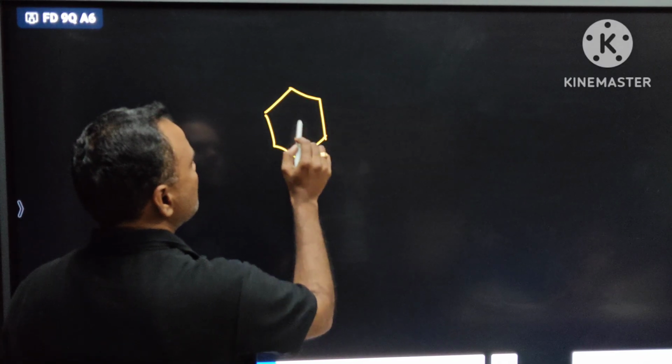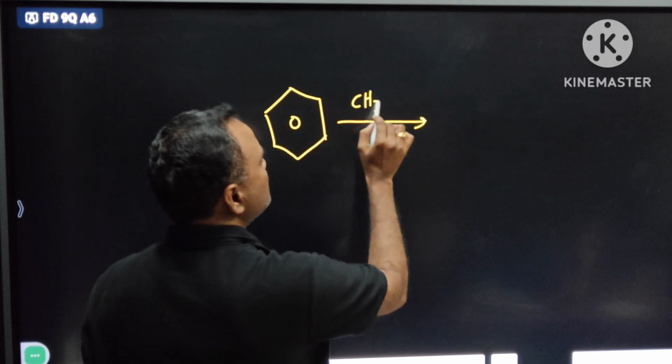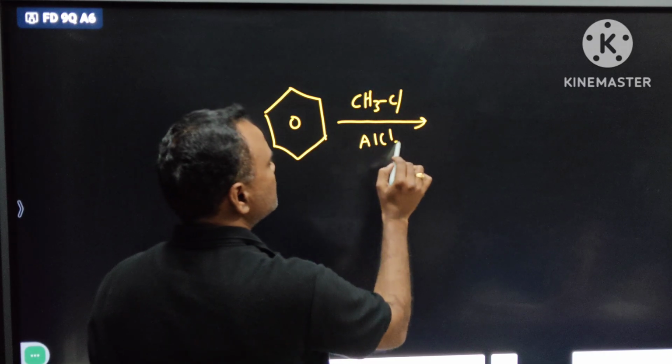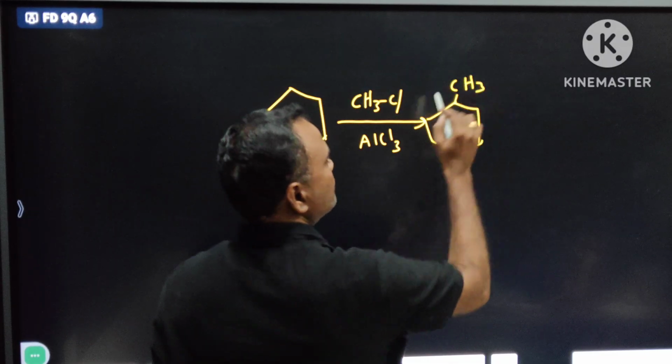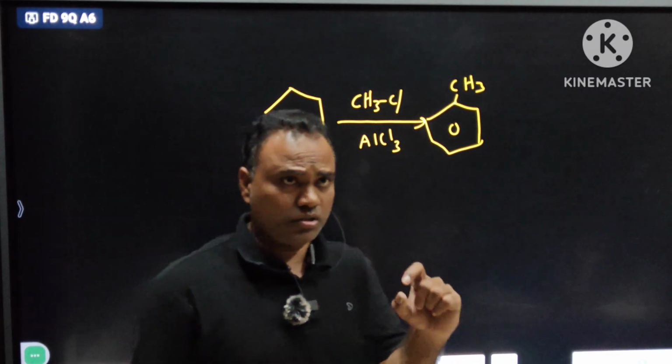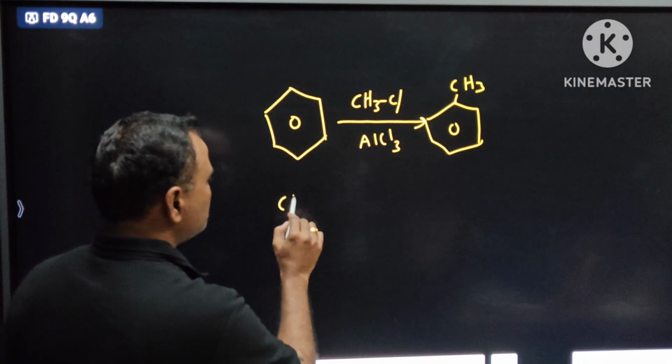Friedel-Crafts alkylation. Alkylation means introduction of an alkyl group. CH3Cl with AlCl3 gives rise to CH3 on the benzene ring. This is Friedel-Crafts alkylation. See, the mechanism is important. Look at this.